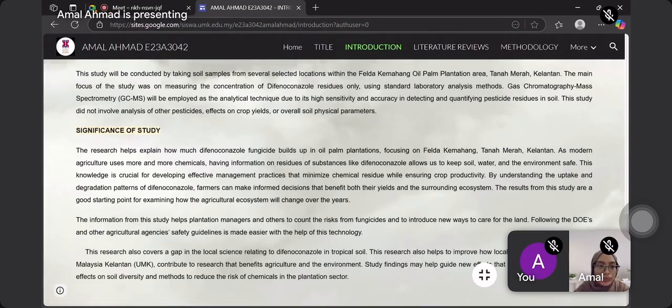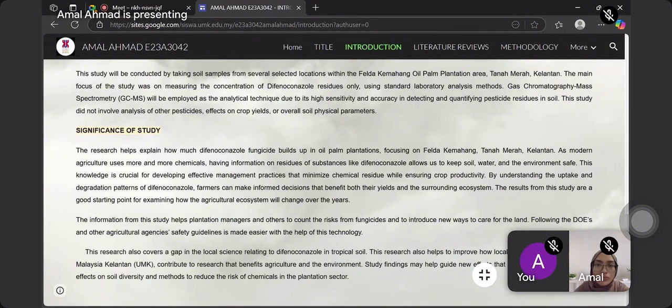So the significance of study: this research explains how much difenoconazole fungicide builds up in the palm oil plantation, focusing on Felda Kemahang, Tanah Merah, Kelantan, as modern agriculture uses more and more chemicals. Having information on residues of substances like difenoconazole allows us to keep soil, water, and the environment safe.